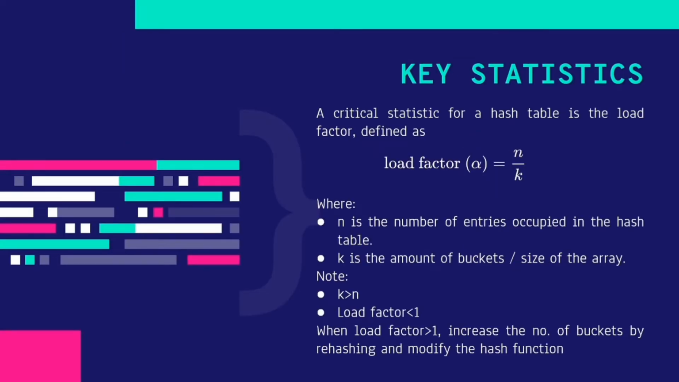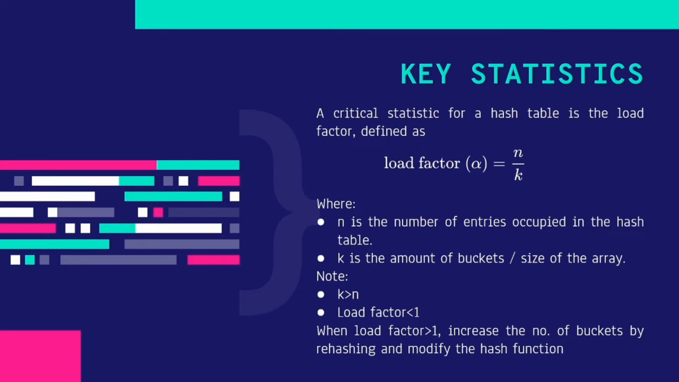A critical statistic for a hash table is the load factor, defined as load factor equals n over k, where n is the number of entries occupied in the hash table, and k is the number of buckets or size of the array. Take note that the number of buckets must be greater than the number of entries, and the load factor must be less than 1. When the load factor is greater than 1, you must increase the number of buckets by rehashing and modifying the hash function. So summing up, hash function is the core of implementing a hash map.